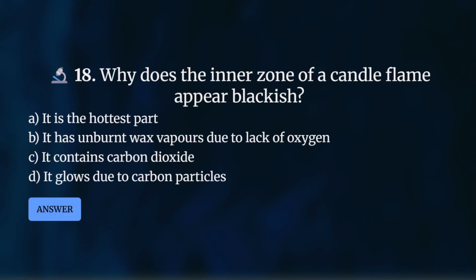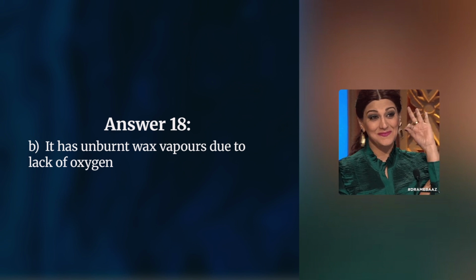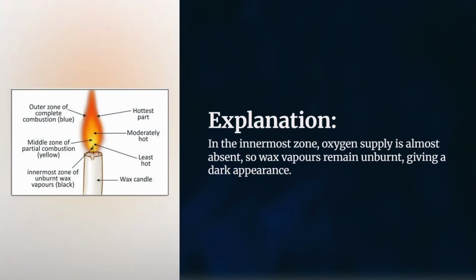Question number 18. Why does the inner zone of a candle flame appear blackish? The options are A. Because it is the hottest part. Option B. It has unburnt wax vapors due to lack of oxygen. Option C. It contains carbon dioxide. Or option D. It glows due to carbon particles. And the correct answer is option B, that it has unburnt wax vapors due to lack of oxygen. In the innermost zone, oxygen supply is almost absent, so wax vapors remain unburnt, giving a dark appearance.